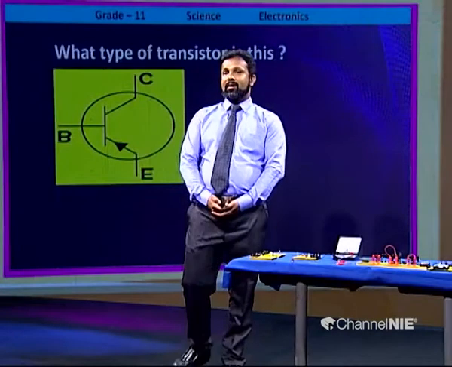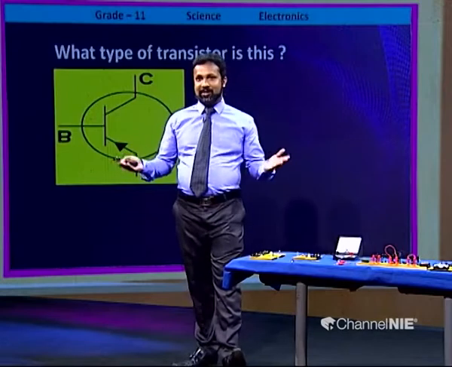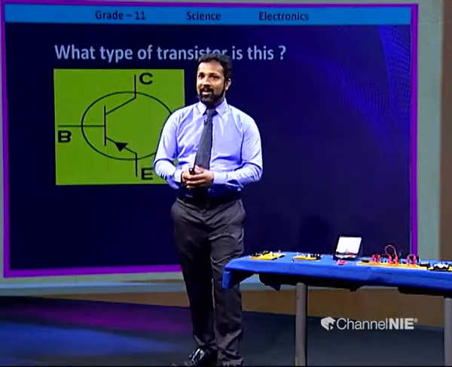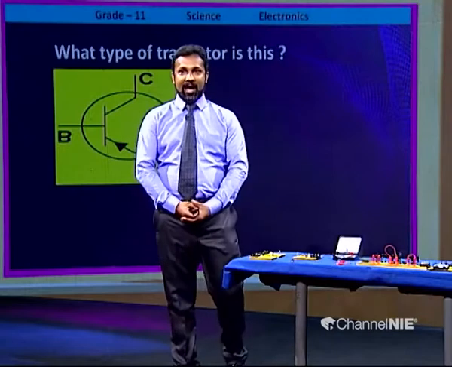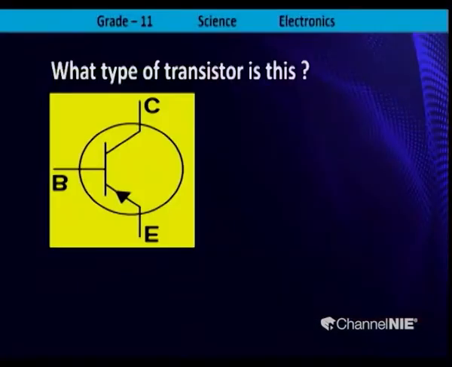Right. I am going to ask you another question. Try to answer. What is shown in this diagram? What kind of transistor is this? Is this an NPN transistor or a PNP transistor? You should be able to identify. Try to identify. This is a PNP transistor.